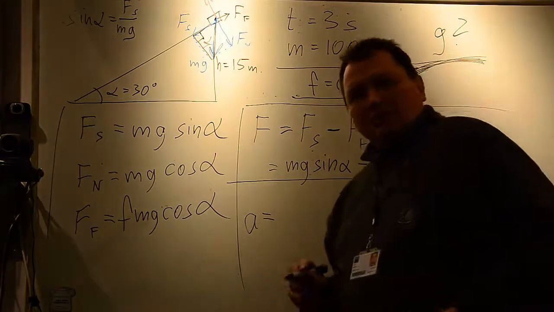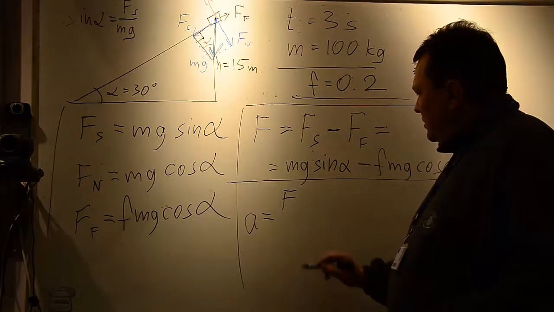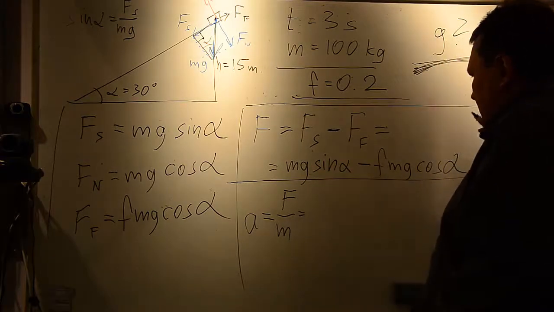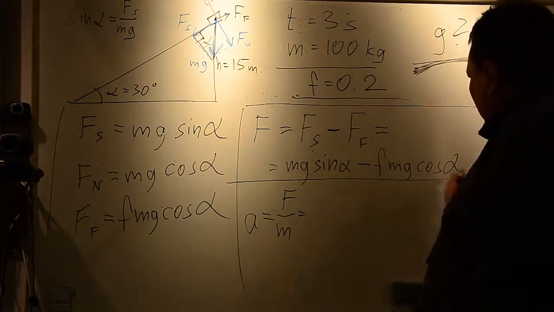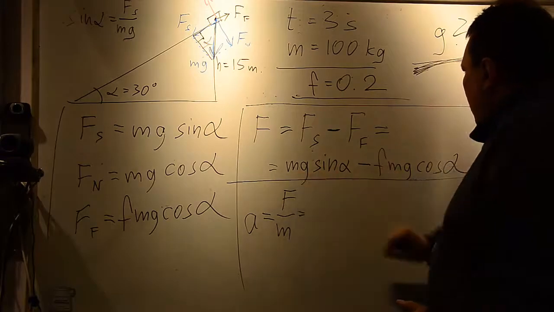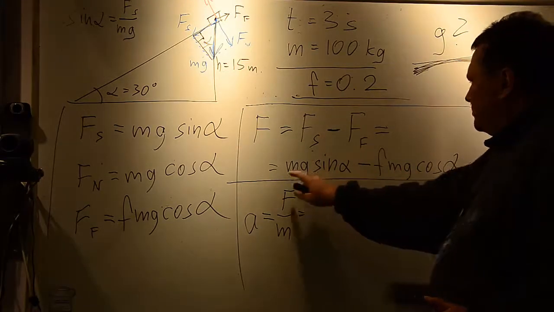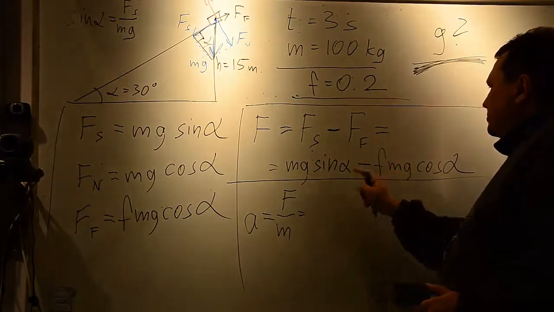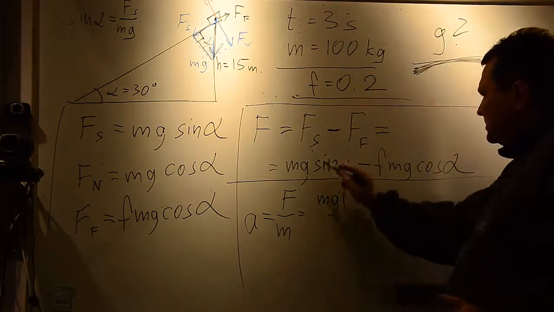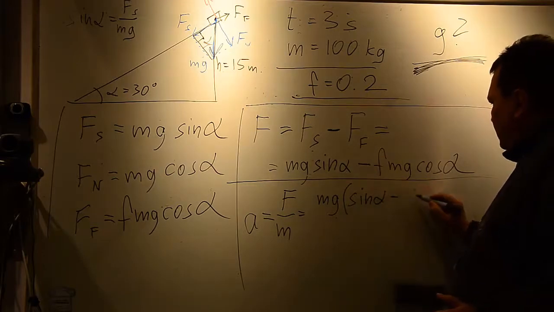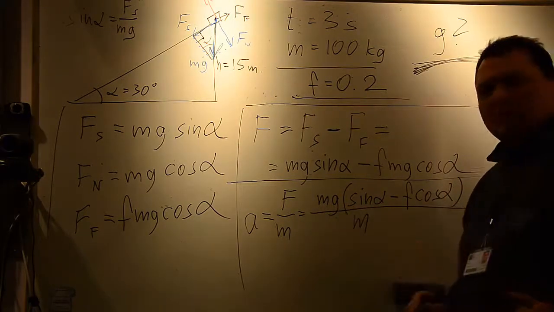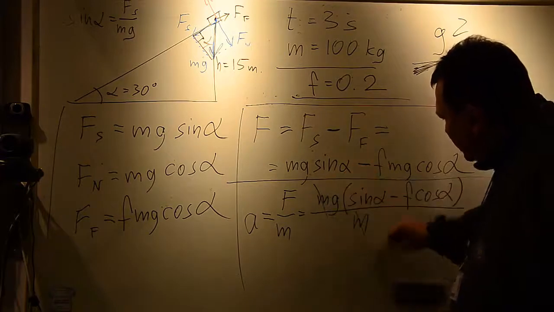Acceleration, according to the second rule of motion, is F over m, force divided by mass. We have our force here and we have a mass here. Before doing this, I will extract mg, which appears on both sides. So I can change it into mg bracket sine alpha minus f cosine alpha, over m. You can easily see that m, the mass, reduces.